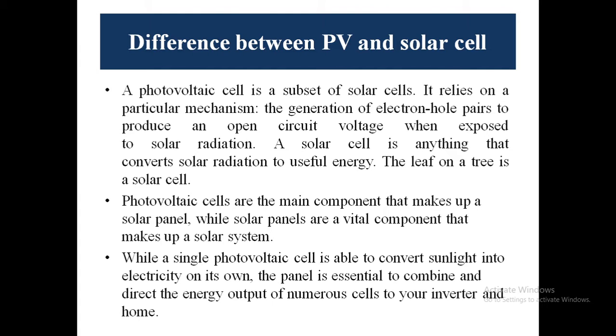Another difference is that a single photovoltaic cell can convert sunlight to electricity on its own. The panel is essential to combine the direct energy output of numerous cells to your inverter and home. So in this case, you need a solar cell where small panels of photovoltaic cells are combined together, and that output energy is used for all applications, domestic as well as commercial.